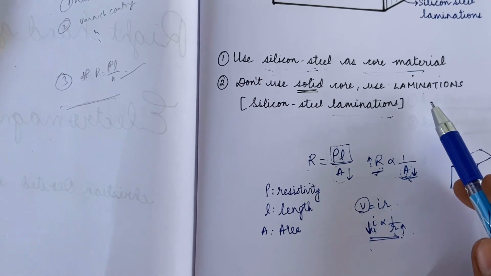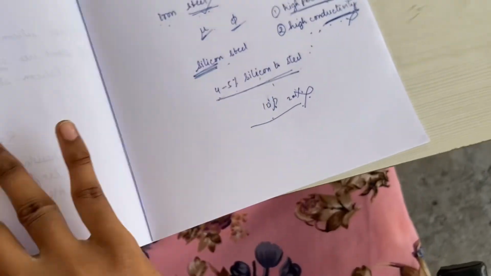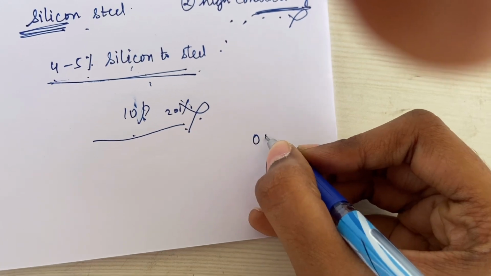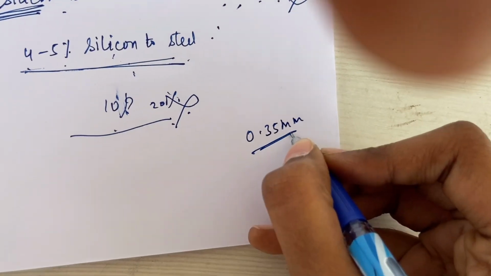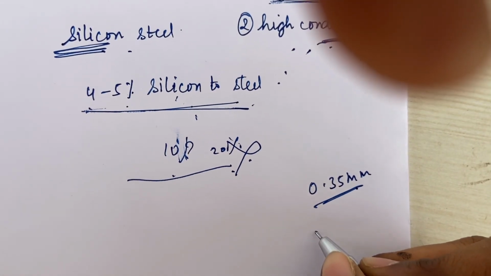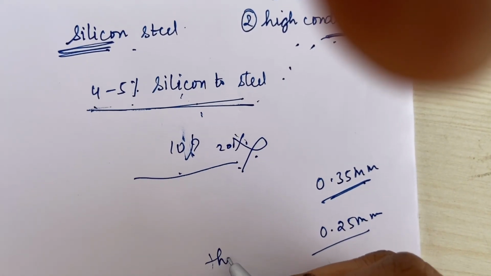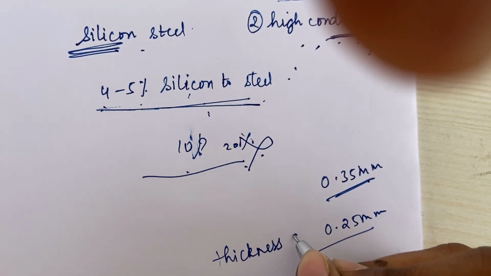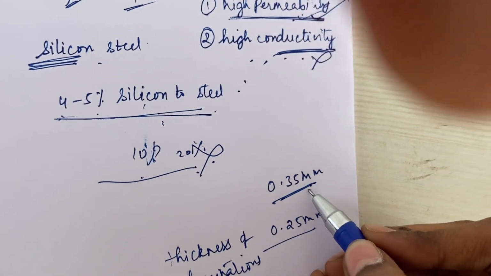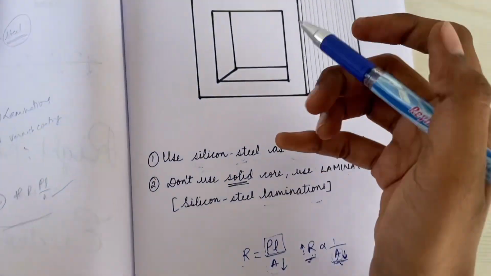So how do we separate these laminations? Actually, we'll discuss two points about laminations. First, the thickness of laminations. Actually, 0.35 mm is the thickness of laminations which will be mentioned in any textbook, but practically the laminations will be 0.25 mm. In the textbook it will be 0.35, but in practice it will be 0.25 mm. So these are the laminations.